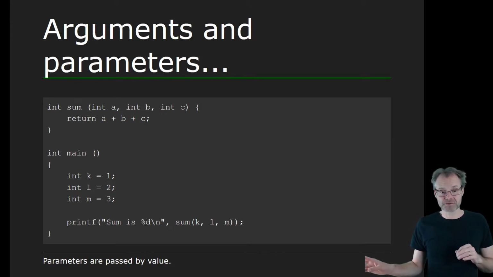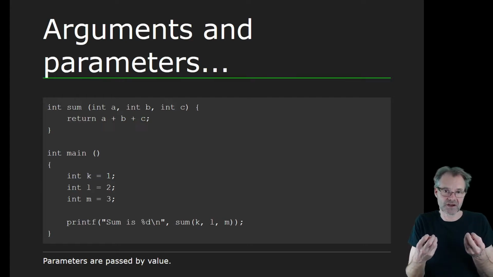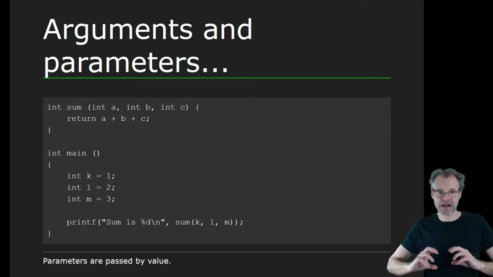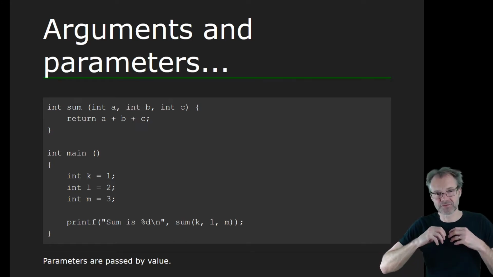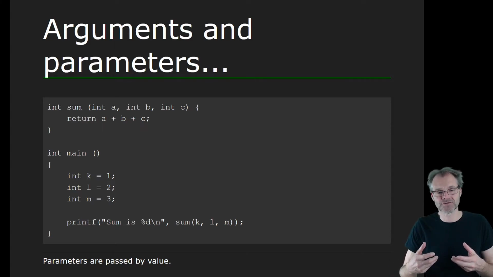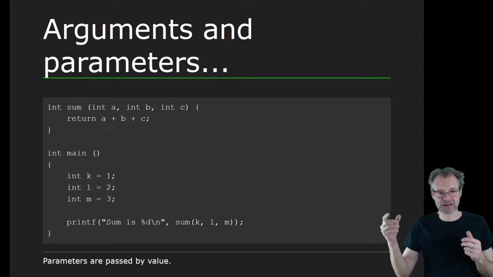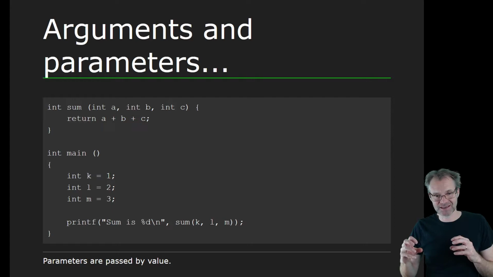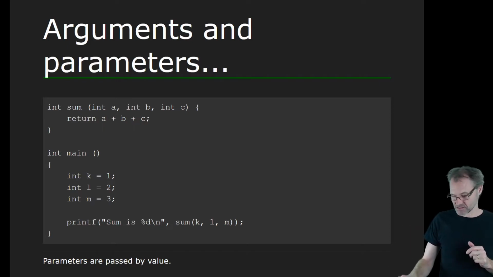Parameters here are also passed by value, that is stated down there. So the values that are sent into the function are copied. So it is passed by its value. The value is copied. So it is not the variable that is sent into the function, so we cannot change the content of the variable here. We cannot change the content of K, L, M down here. It is just their content that is copied into the function. So that is good to know, that C is passed by value.